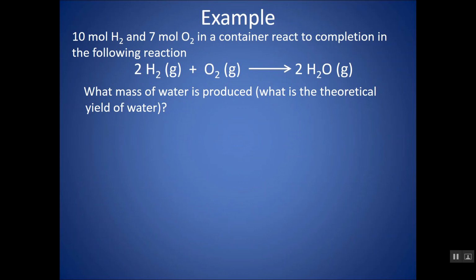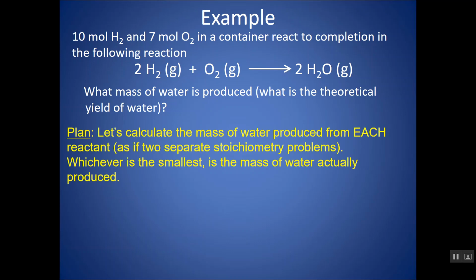Okay, so let's say I have 10 moles of hydrogen and 7 moles of oxygen in a container, and I know this is the reaction of hydrogen gas reacting with oxygen gas, as I can see here, and this is a balanced equation. And I want to know what mass of water can be produced. Sometimes we call this, again, the theoretical yield, which is a fancy way of saying what's the maximum amount of product I can get from these two starting materials.